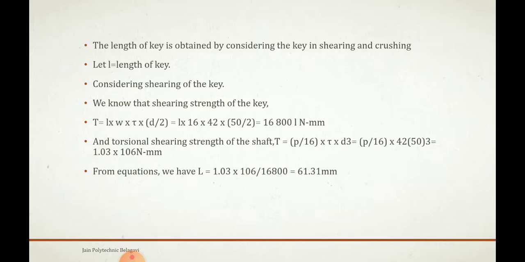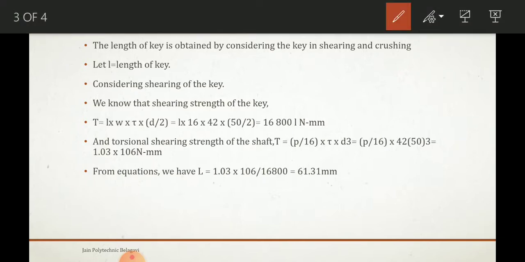L stays as it is because we don't know its value. W is the width of the key, already given as 16. Shear stress is given as 42 Newton per square millimetre. Diameter of the shaft is 50, so 50 by 2. Once you solve this, you will get a torque of 16800 into L Newton mm. Still we haven't got the exact answer; the answer is in terms of L.